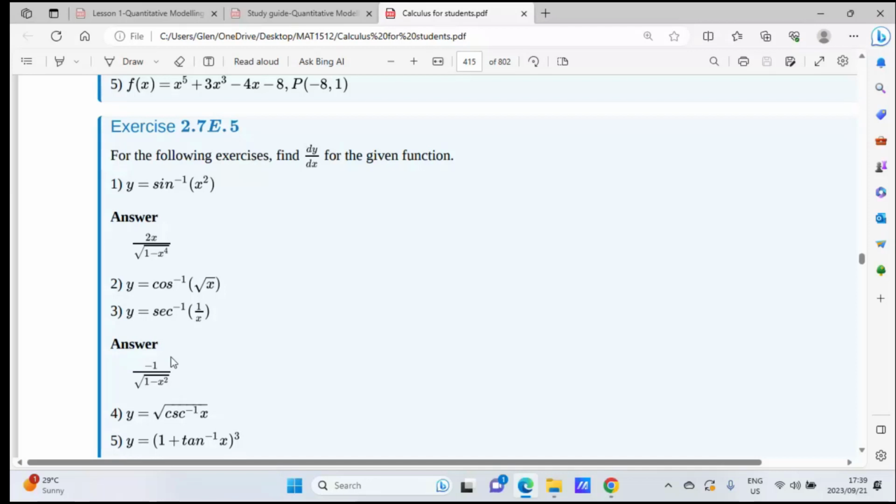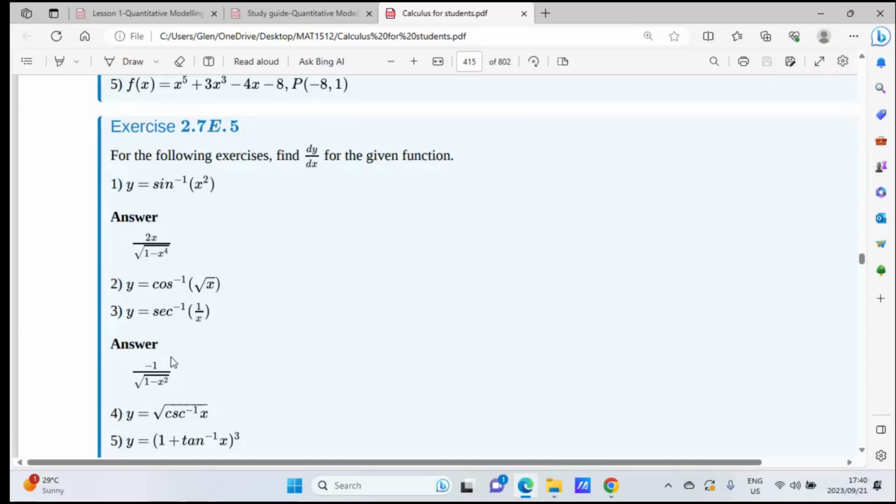Ismail and Kanye, number 5. Okay, so for number 5, I got 3 open brackets, 1 plus tan inverse x, close brackets squared, all over 1 plus x squared. I agree. I agree also. Positive 2, to the power of 2. Yes, that's what I said. I agree.